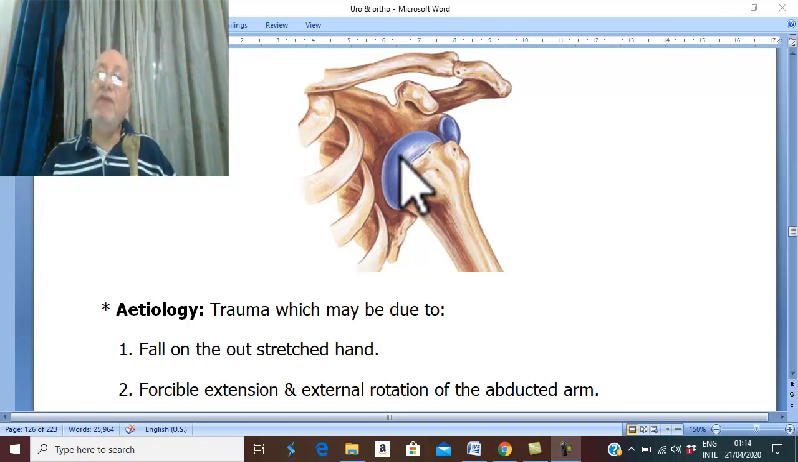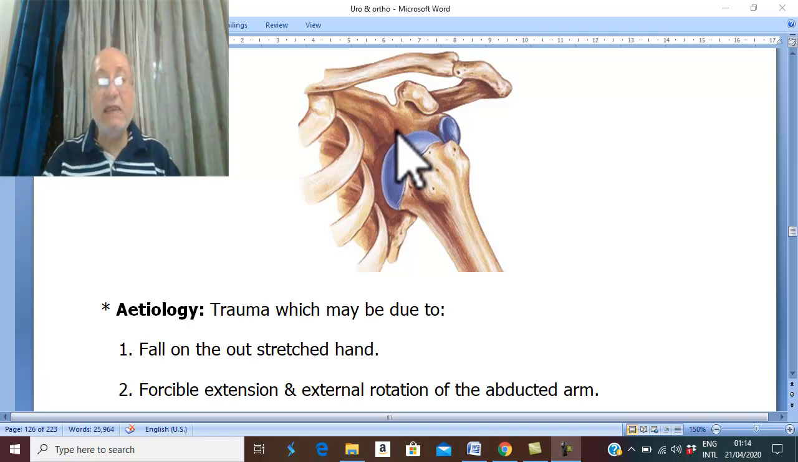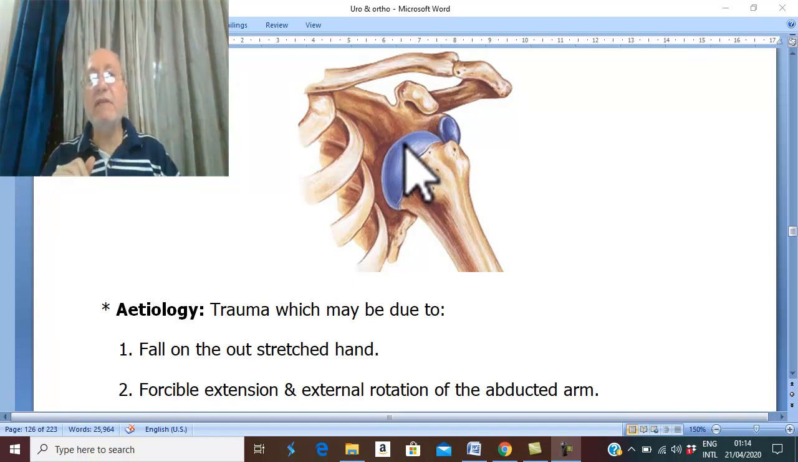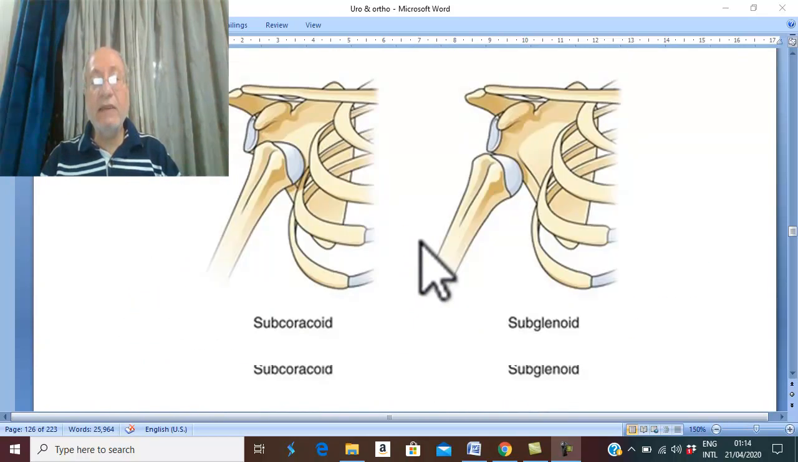What is the classification of shoulder dislocation? The commonest dislocation is this. What is this? Anterior dislocation. And this will be discussed in full detail. Let us take the rest first. Or the dislocation may be like that.